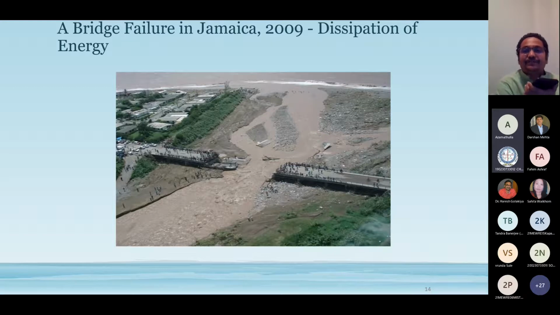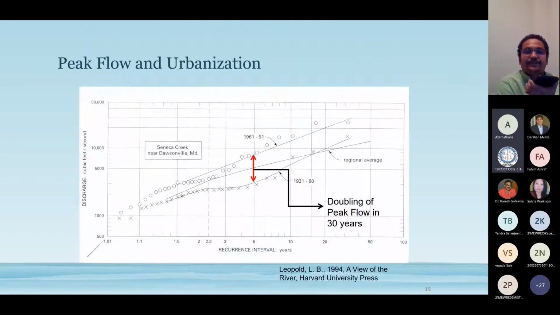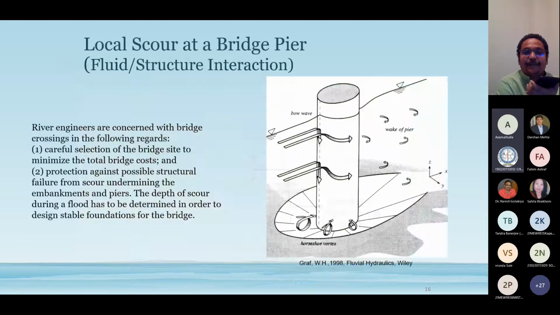Okay, next slide, please. This one. Okay. No, no, this one. Okay, you can ignore this slide. Some peak flow and urbanization. Okay, next slide, please.